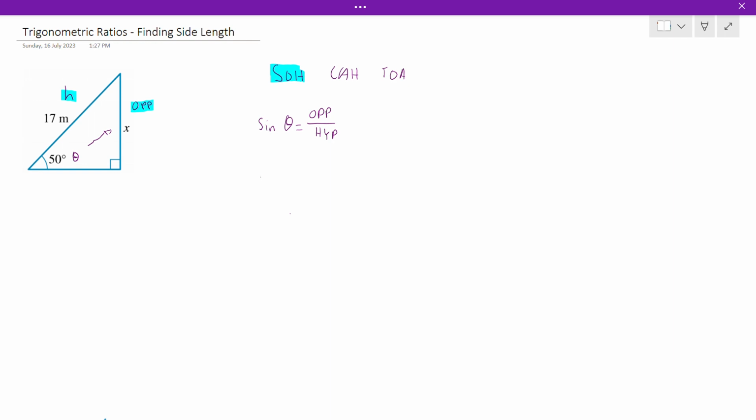Now let's start to sub some values in. So we've still got sine, but instead of theta, we know theta is 50 degrees, so we can put 50 degrees in here. Equals, the opposite side is actually our x value, so we can put x in, divided by the hypotenuse, which is 17. If I multiply that 17 up to the other side, I'll get 17 sine of 50 equals x. Now using a calculator, if it's in degrees mode, 17 times sine of 50 equals 13.02. So x is going to equal 13.02, and the units were in meters.